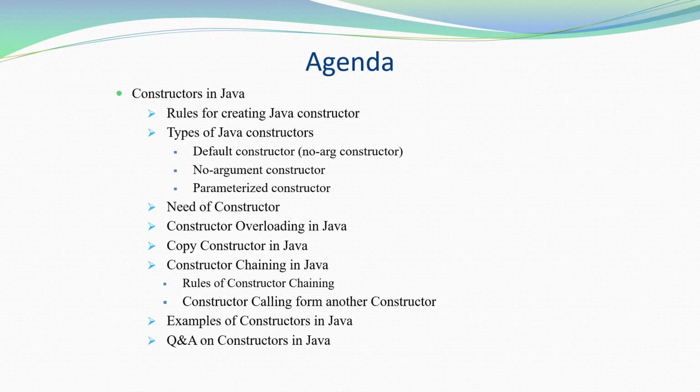And whether a copy constructor like in C++ is supported in Java. If it is supported, how we can implement the copy constructor in Java. So we will see constructor chaining in Java, what the rules are to implement constructor chaining, and how to call a constructor from another constructor.